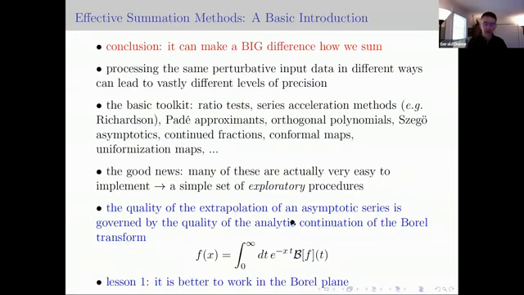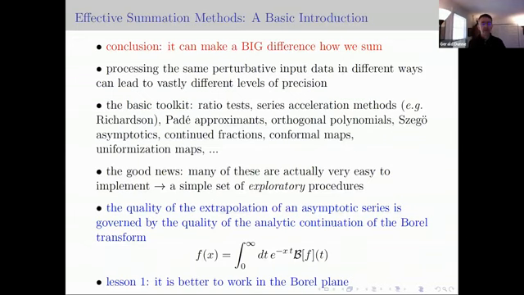And lesson number one is it's much better to work in the Borel plane than in the original physical variable. So for example, you could apply Padé to this function here. It gains you something quite impressive, but you could also apply Padé in the Borel plane. Now, Padé is a nonlinear operation, and so they're not necessarily the same thing. And you can show that it's much better, and I can quantify that later, to do it in the Borel plane rather than the original variable.